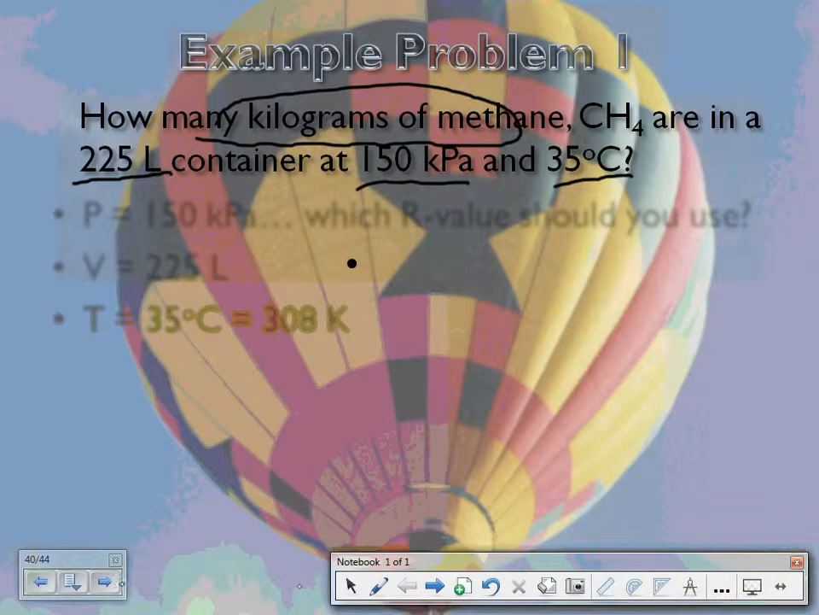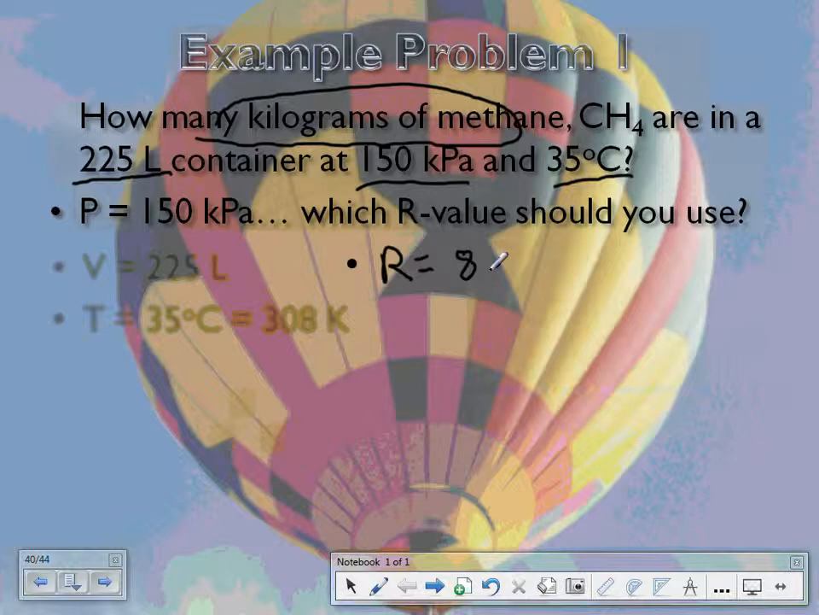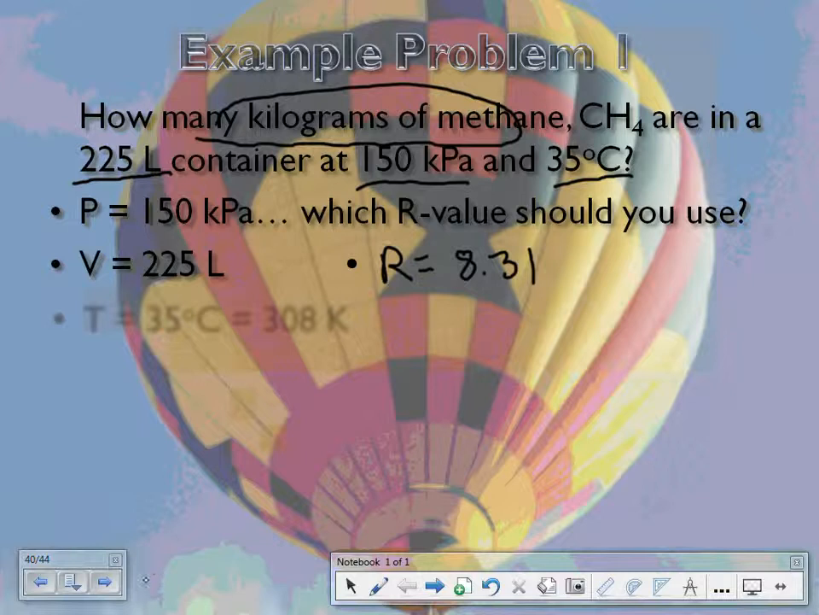So let's break out what do we know. First, we've got pressure, and since it's in kPa, which kind of R value do you want to use here? The 8.31. Good plan. 8.31. And here's our volume from the problem, 225 liters.